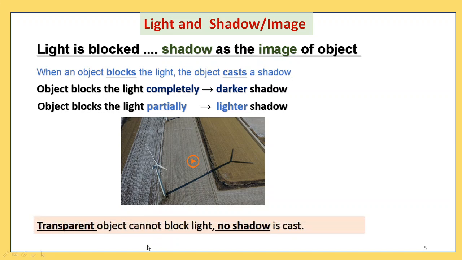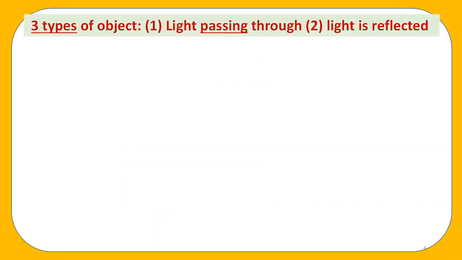Transparent object cannot block light. No shadow is cast. Look at this video. The shadow is very obvious. It means that the light is almost completely blocked by the stand, which is made of metal. In this slide you try to recall whatever we have mentioned earlier.